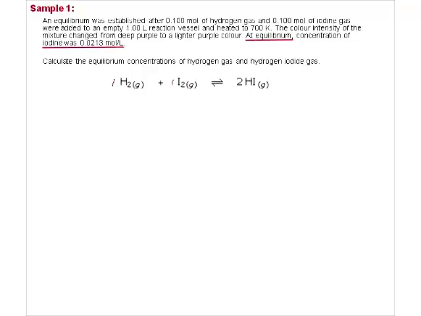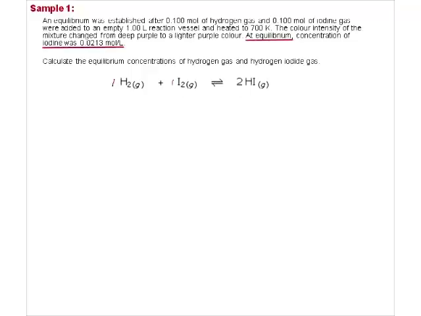Now there's a couple of things you got to watch out for in these problems. An ice table is based on initial concentration, the change in concentration, and the equilibrium concentrations. Everything is based on concentrations. The values that were given to us in this problem were quantities in terms of moles. So the very first thing we're going to have to do here is calculate the moles per liter, the concentration of the hydrogen and the concentration of the iodine.